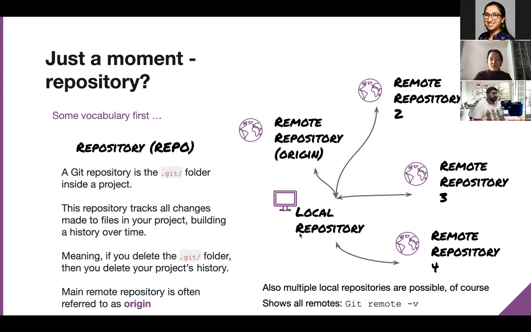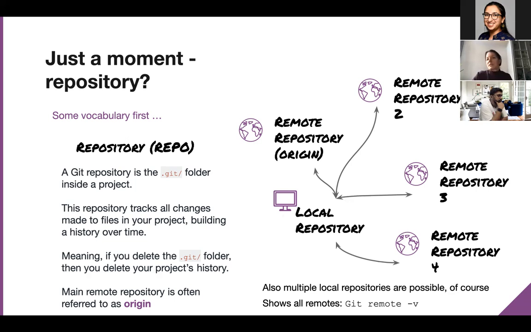With these repositories, we have most of the time two kinds of things. We have a local repository, which is the copy of this repository on your computer or your laptop, where you actually work and code. And then you have remote repositories. Normally you have one which is the central one, also referred to as the origin. But you can have different remote repositories on different servers. There's no limit to the number. The same goes for local repositories.